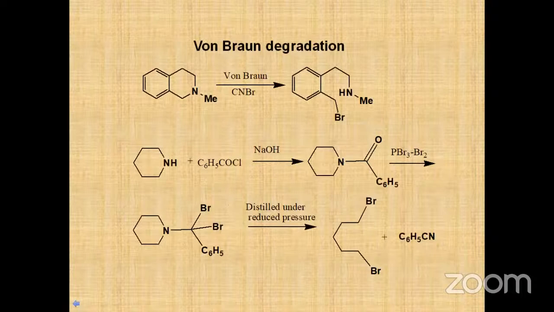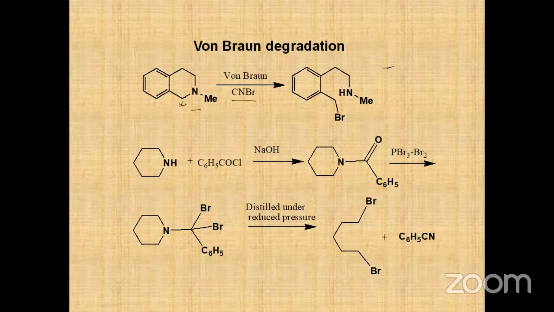Next one is the Von Braun degradation method. This Von Braun degradation is of two types. The first one is the Von Braun cyanogen bromide degradation experiment. Here we are using cyanogen bromide in the Von Braun method. In this, an N-methyl amino isoquinoline derivative is subjected to Von Braun degradation, which leads to the formation of this product.